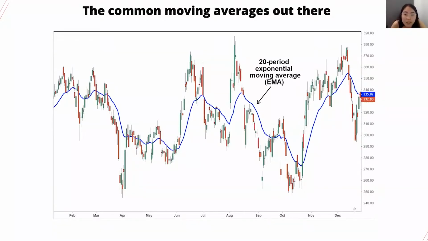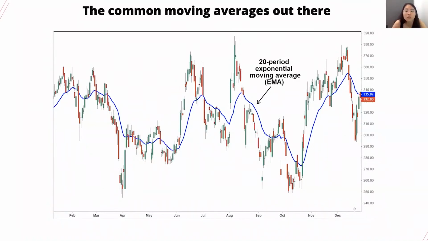It is obtained by taking the sum of the securities' closing prices for the period in question and dividing by the total number of periods. Okay? It's similar to the simple moving average, but you take the price from the close. Number 2, you calculate the multiplier for weighting the exponential moving average.